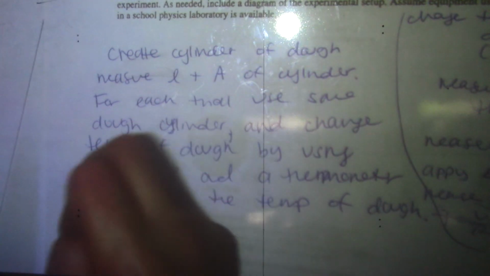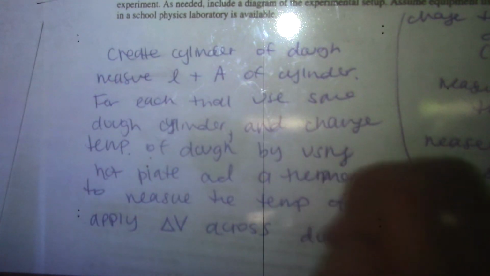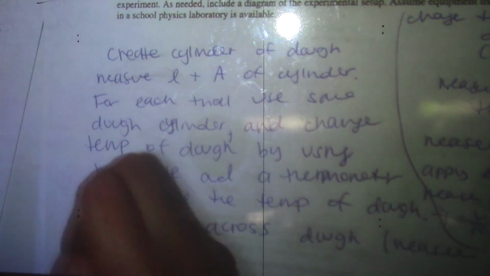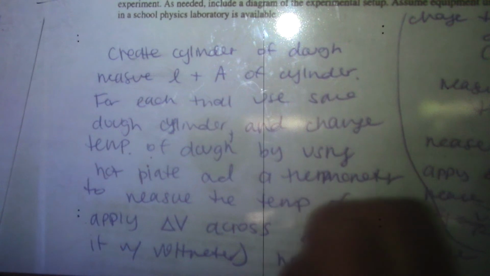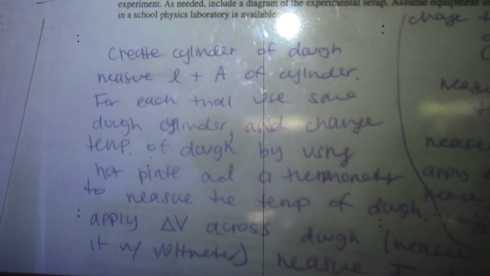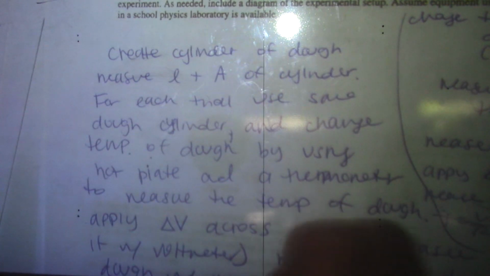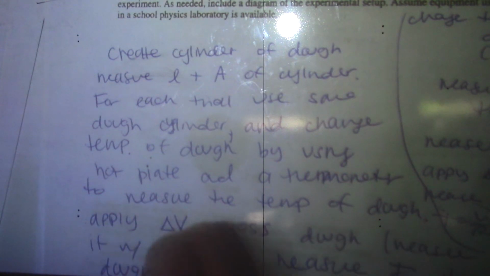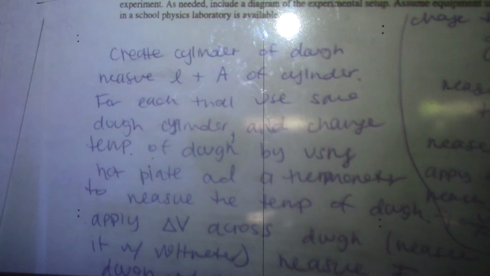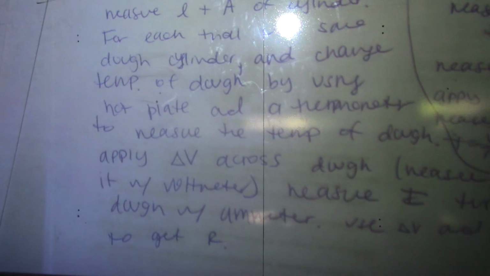resistance. So I'm going to apply a voltage across the dough and measure it with a voltmeter, and then measure the current through the dough with an ammeter. Use delta V and I to get the resistance. It didn't ask for the analysis, so you don't need to put this, but you'll be able to make a table with the temperatures and the resistances to see whether or not it depends on the temperature or not.